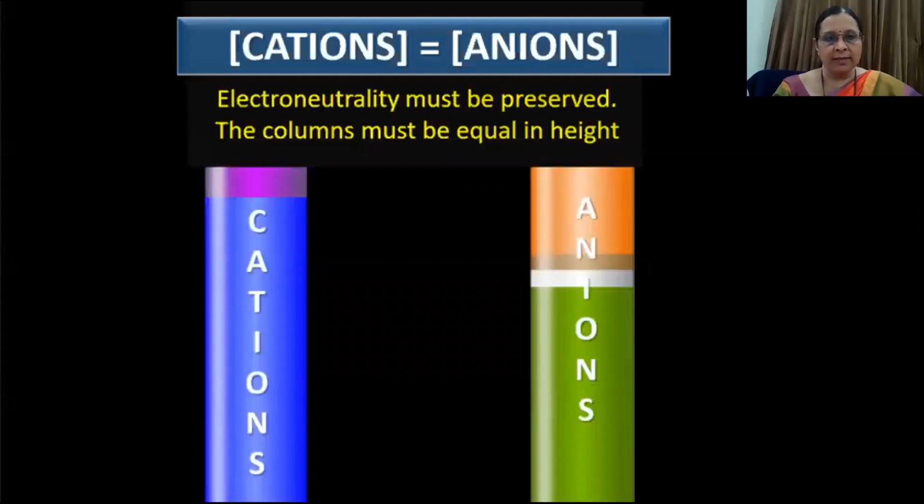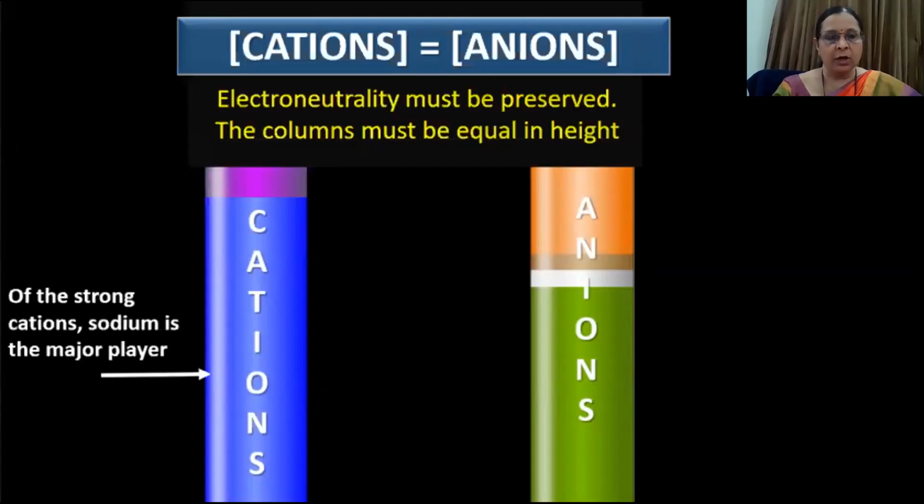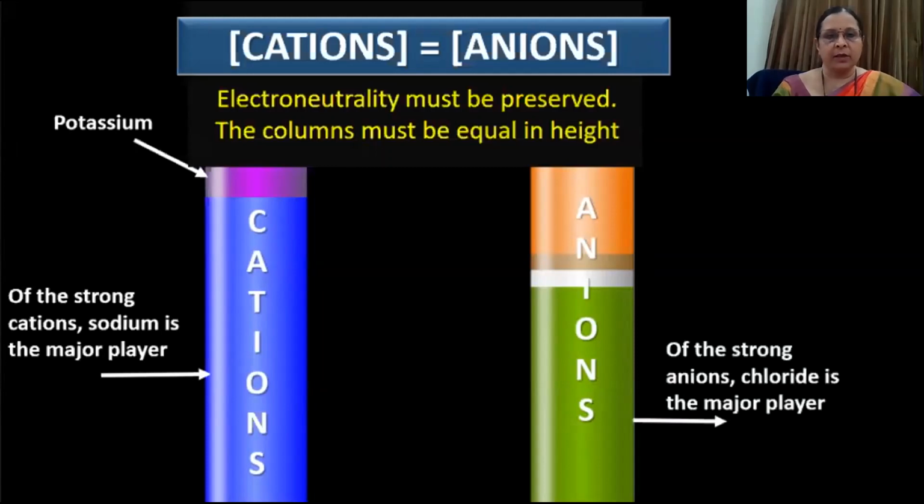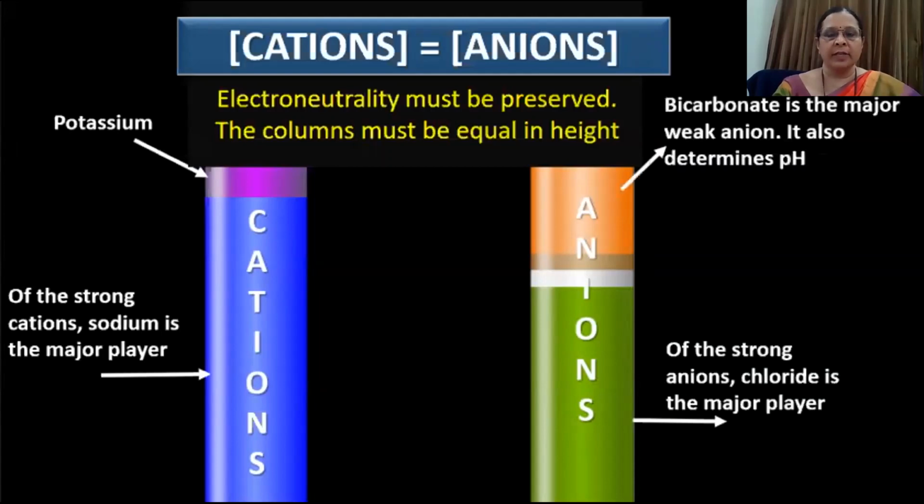Okay, the rule is that the cations should be equal to anions, meaning electroneutrality must be preserved, that is, the columns must be equal in height. This is a very important concept. If you look at the cations, of the strong cations, sodium is a major player. Potassium is also there. Of the strong anions, chloride is a major player. Bicarbonate is a major but weak anion. It's not strong, it's a weak anion, but it determines the pH. There is also some albumin, which is again an important anion.